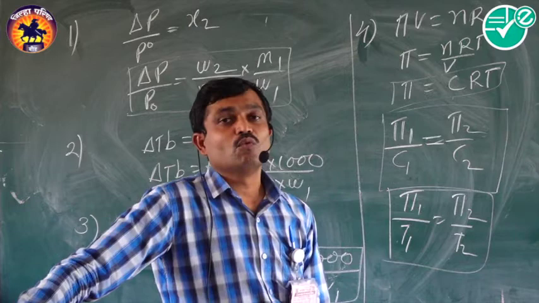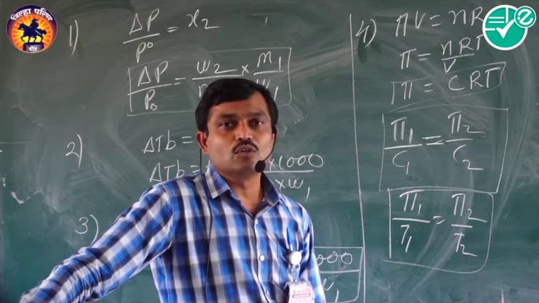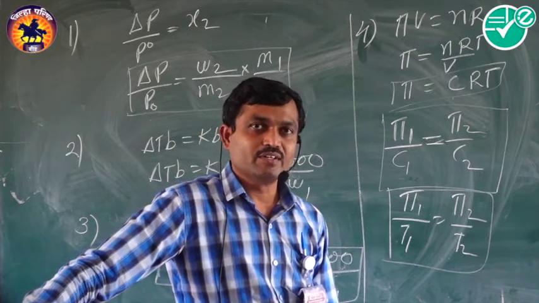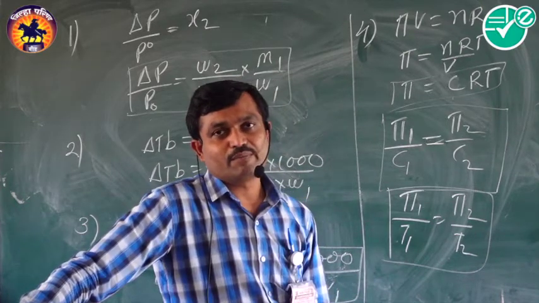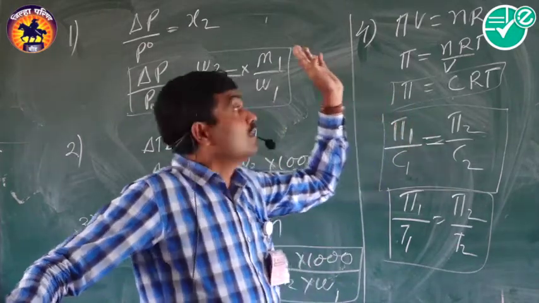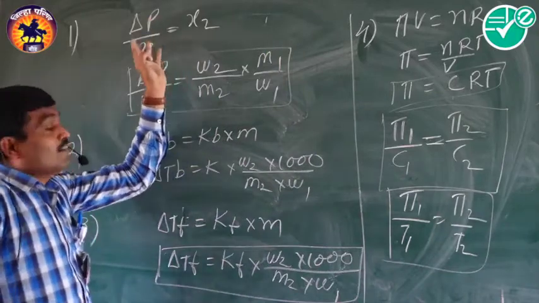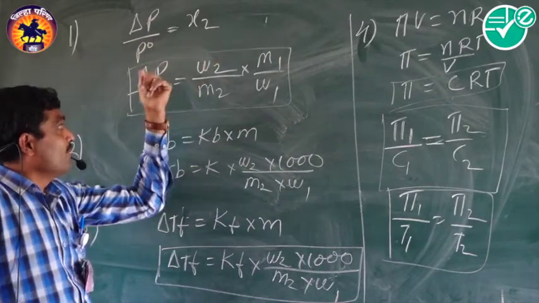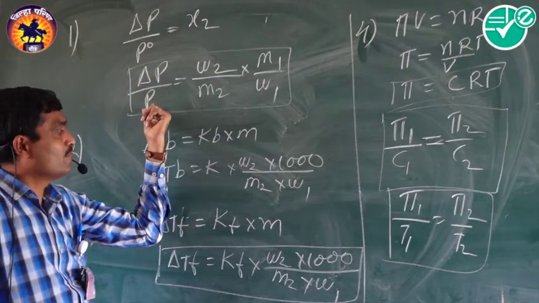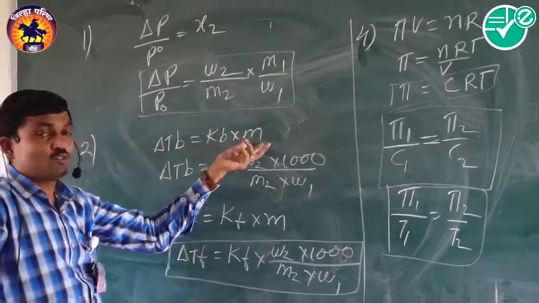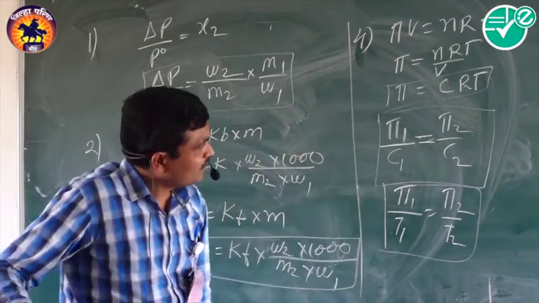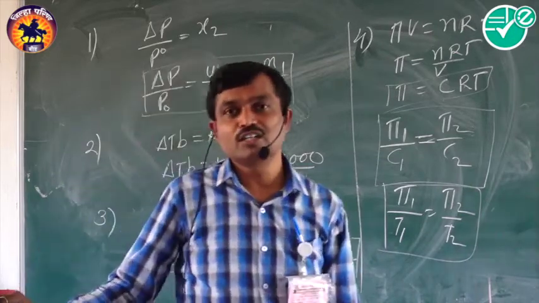So in this way we completed the four colligative properties. One of them is the lowering of vapor pressure, where delta P divided by P naught is equal to x2. Delta P divided by P naught is the relative lowering of vapor pressure. Delta T is equal to Kb into molality. So we put in the values, and in this way, by using these equations, we can solve the numericals.